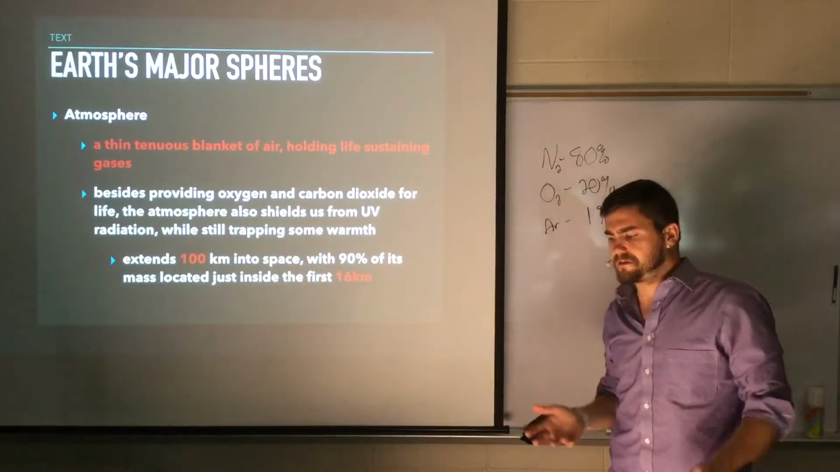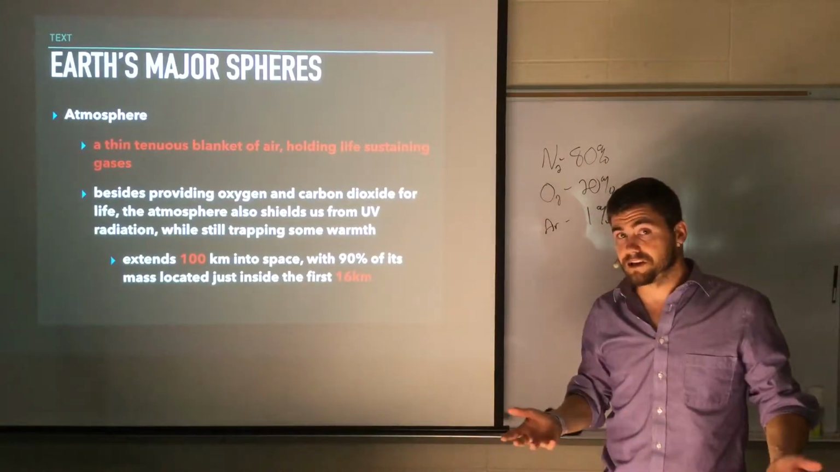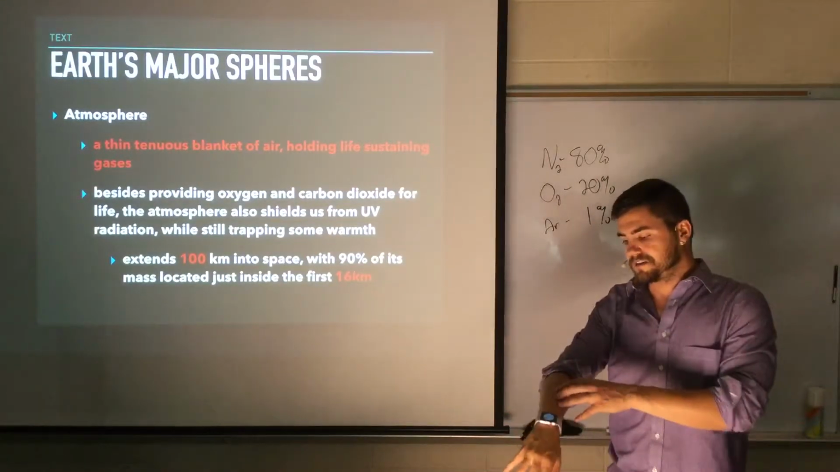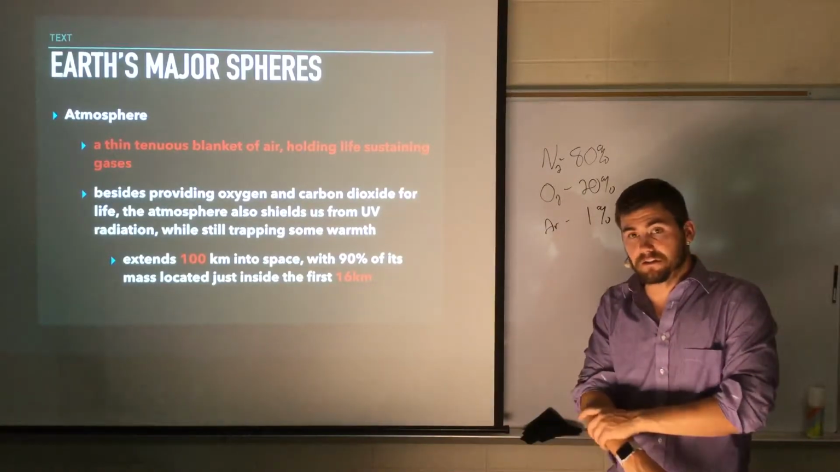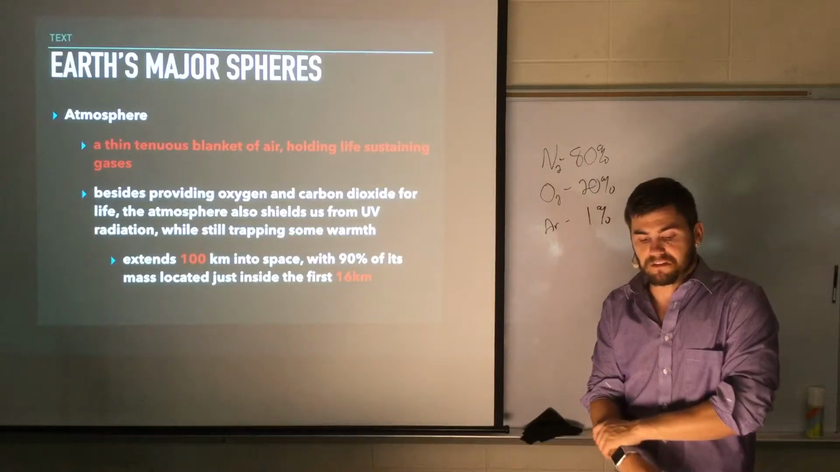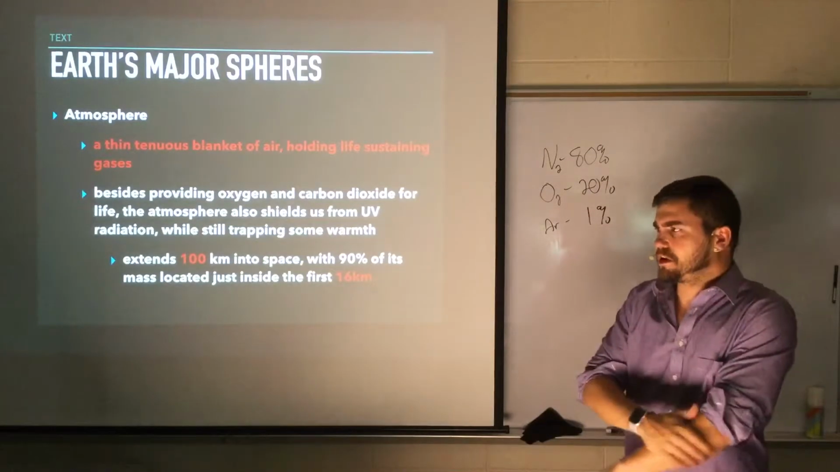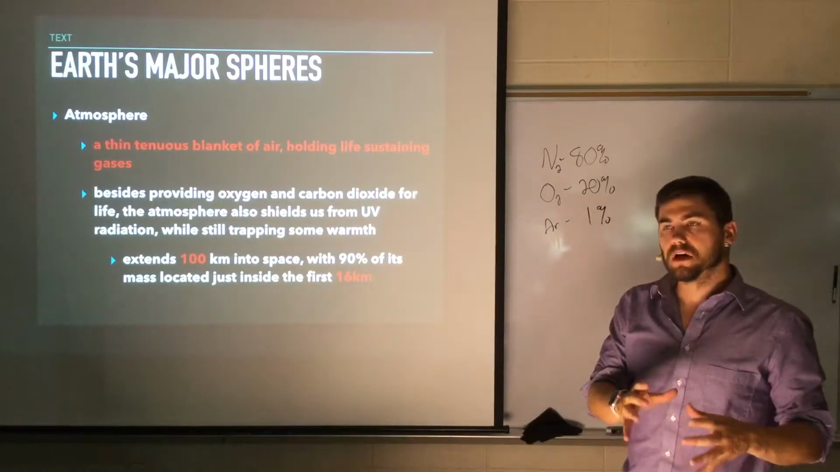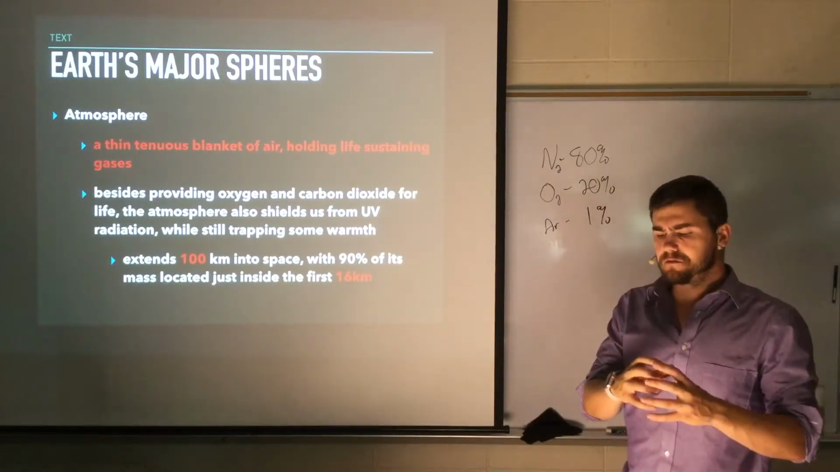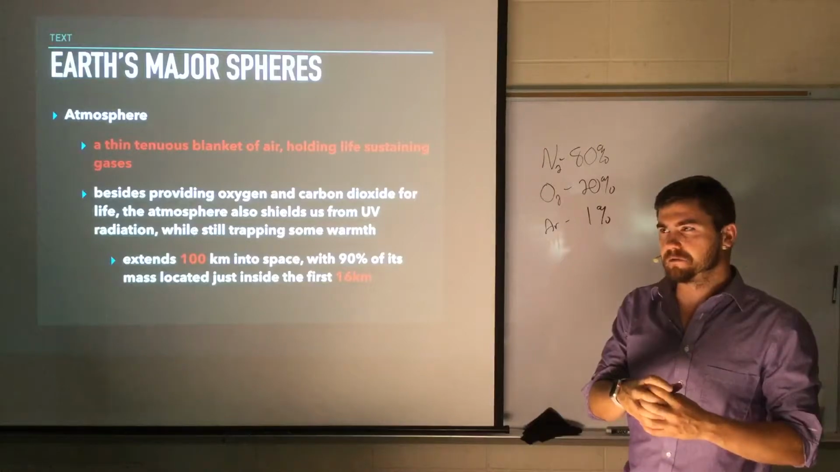But the atmosphere also shields us from UV radiation, which from the sun would cause cancer in our cells. It would mutate the DNA in our cells rapidly if we didn't have an ozone layer. Decades ago, it was discovered there's a huge hole in the ozone layer above Antarctica. Most of that has closed up now, which is lucky.